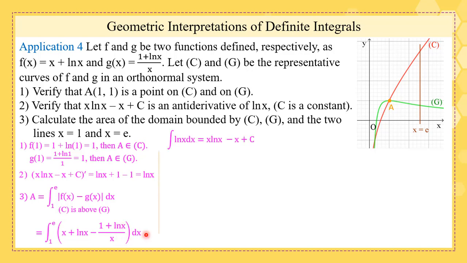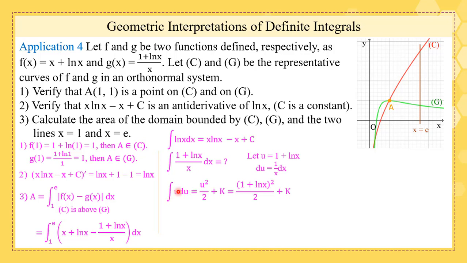We know that integral of ln x dx equal x ln x minus x plus constant. Integral of 1 plus ln x over x dx is equal, let u equal 1 plus ln x, du equal 1 over x dx. Then we change the variable, we get u du, which is equal to u squared over 2 plus k equal 1 plus ln x squared over 2 plus k. Then the integral of x plus ln x minus 1 plus ln x over x dx is equal to x squared over 2 plus x ln x minus x minus 1 plus ln x squared over 2 plus L.